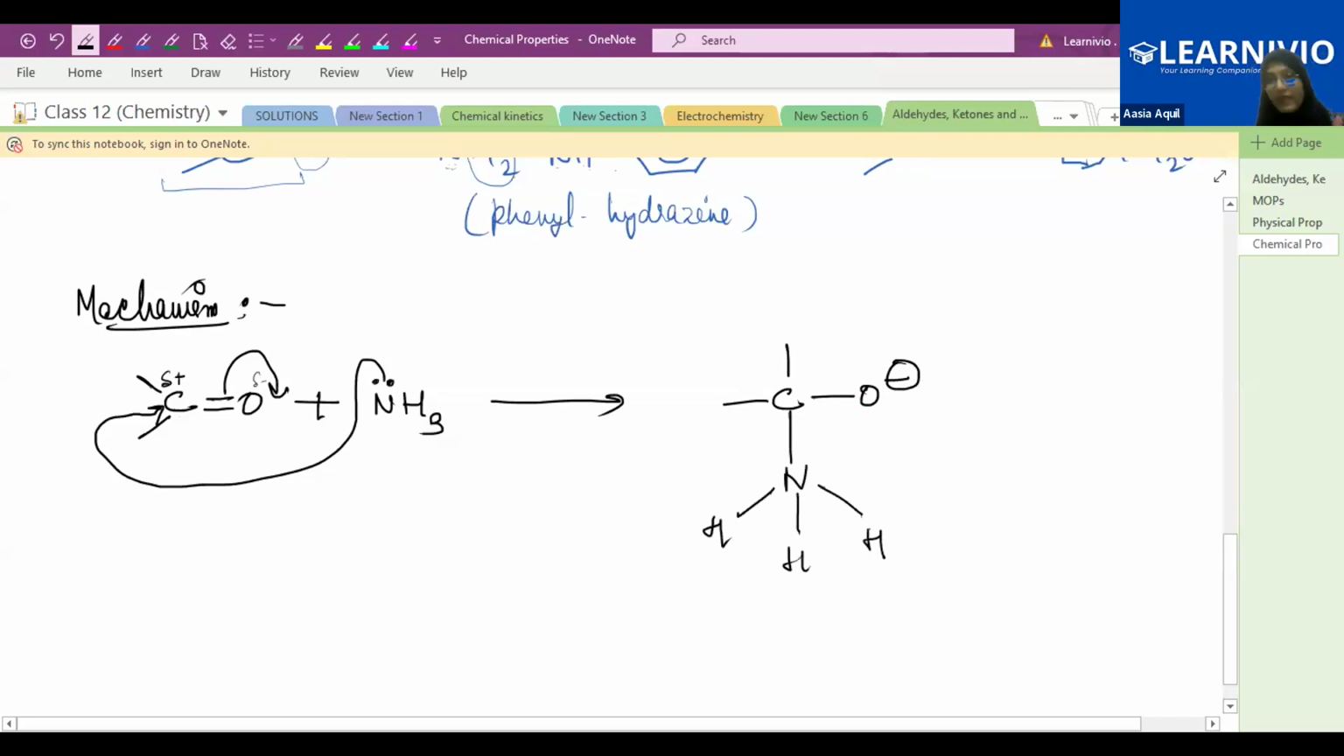Now see what happens next. Tell me, between this hydrogen and nitrogen, which one is more electronegative? Yes, Aisha, between this hydrogen and nitrogen, which one is more electronegative?